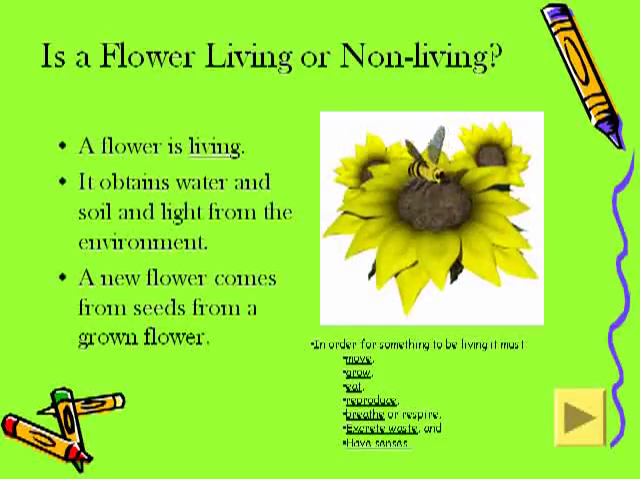Is a flower living or non-living? A flower is living. It obtains water and soil and light from the environment. A new flower comes from seeds from a grown flower. It is living.